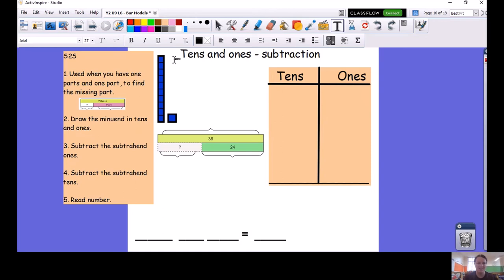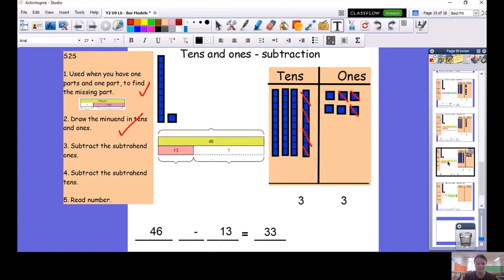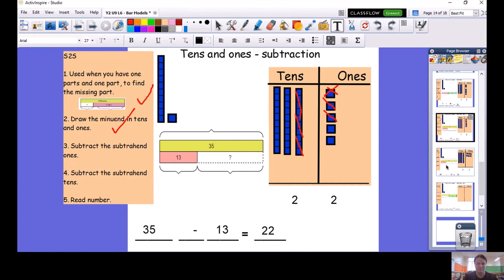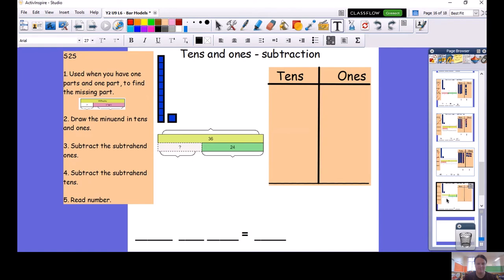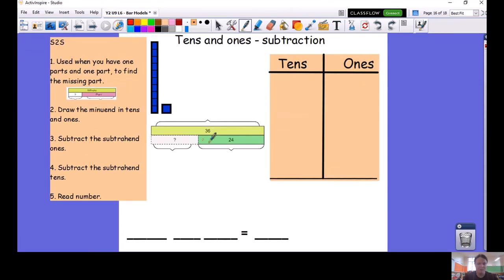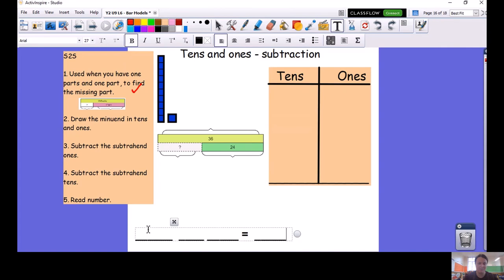This time round, we have got to check, is it definitely subtraction? I have got the whole and I've got one part. Therefore, it is definitely subtraction. What is the question I'm trying to answer? I've got my minuend as, what is it? 36, well done, you're right. 36, and I'm taking away 24. Equals, don't know that yet.